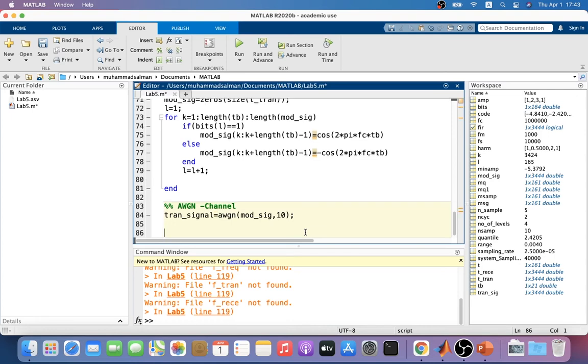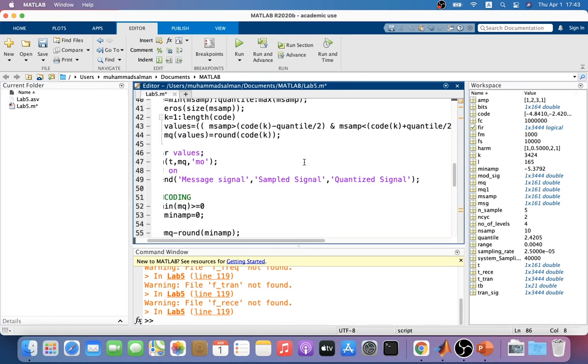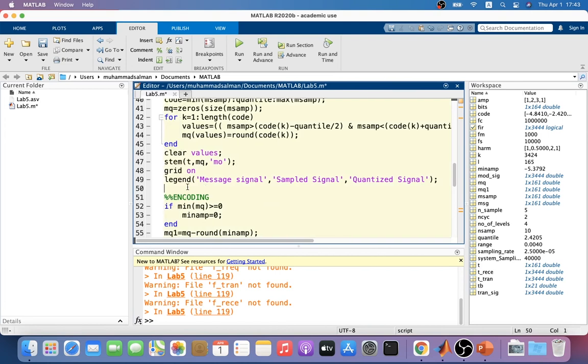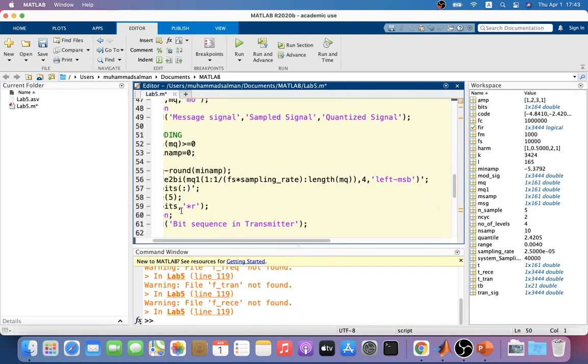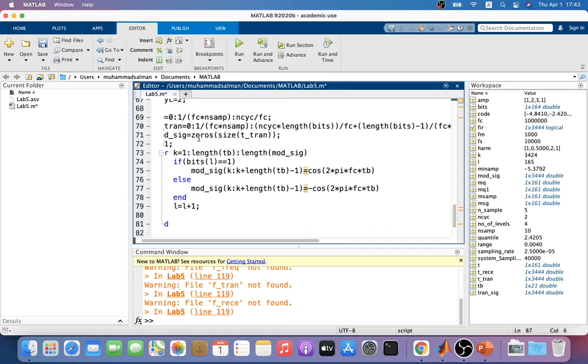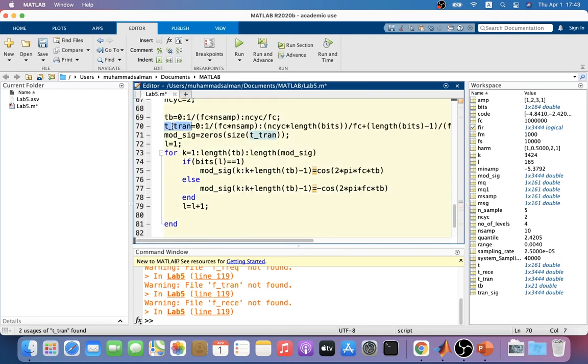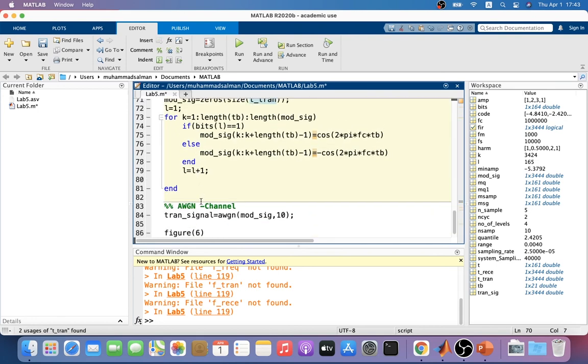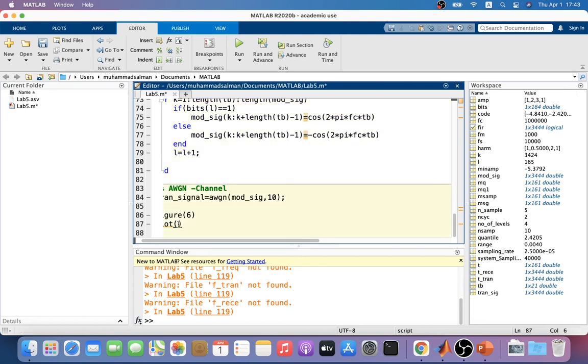So I'm saying that it is maybe figure number 3. I think I already plotted 2 figures here. So the encoding was figure number 5, so I think it is figure number 6. And the figure number 6, I am plotting it like that. T-tron is my transmitted signal, which is this one. X for the transmission signal.